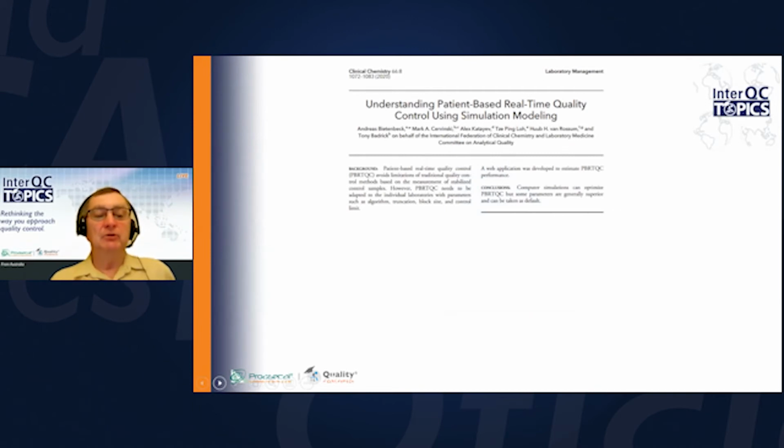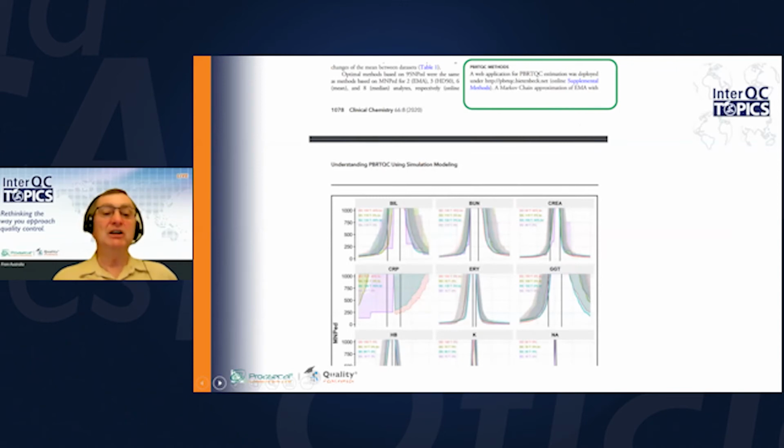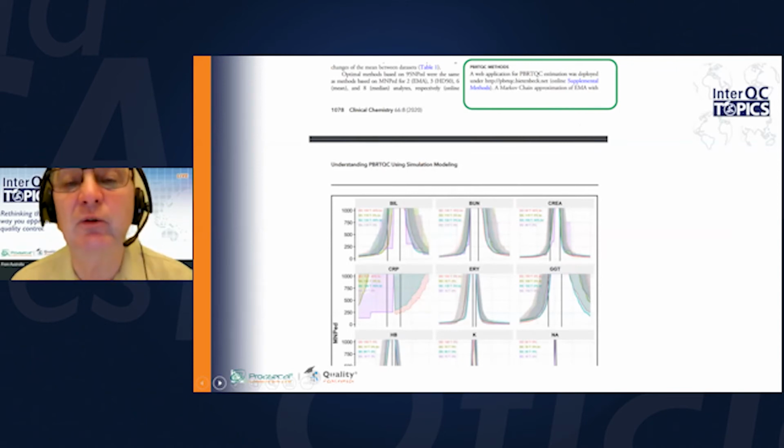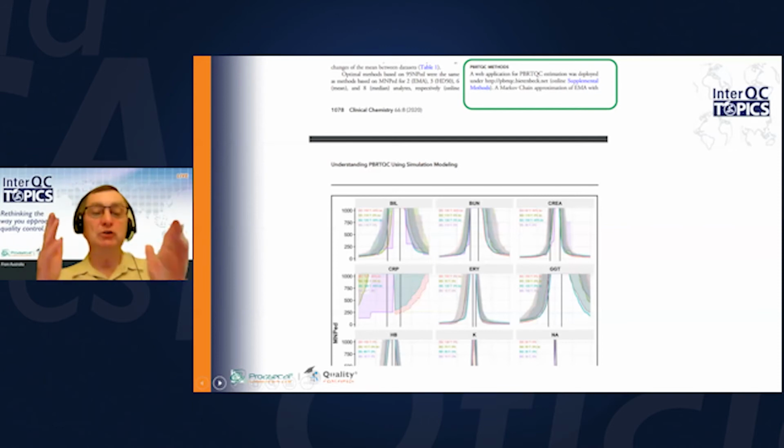There's a paper that was written in Clinical Chemistry 2 years ago, I think it was, by the group, really, which shows how to optimize patient-based real-time QC using simulation. And this paper also has the advantage that it provides a link to the software, which is freely available. So you can put your data or your population data in there and play with it, and it will allow you to optimize and set the best algorithm, the best truncation limits, the best block size, and so it does the hard work for you.